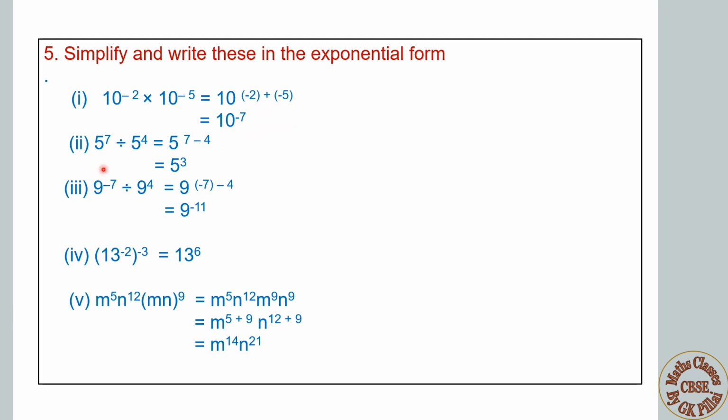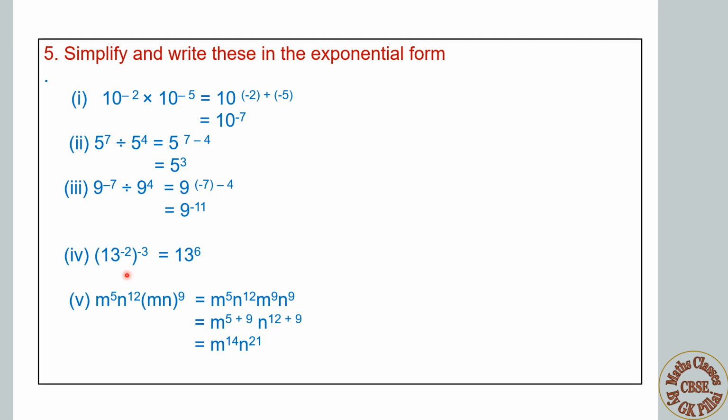The next one, 5 to the power of 7 divided by 5 to the power of 4. 5 raised to the power of 7 minus 4, because this is a division sign. So your answer will be 5 raised to the power of 3. The next one, 9 raised to the power of minus 7 divided by 9 raised to the power of 4. So that will be 9 raised to the power of minus 7 minus 4. That will be 9 to the power of minus 11.